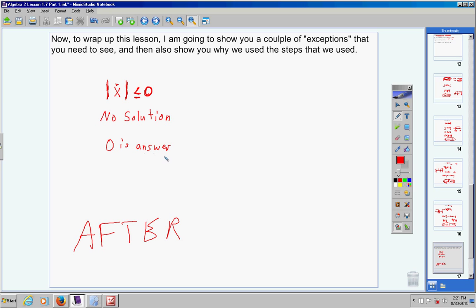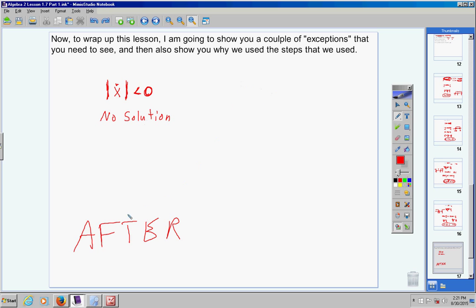So if it's less than or equal to, then you would say 0 is the answer. Okay? Let me say that again. If the absolute value is less than or equal to 0, then 0 is your answer. But if it just says less than, like this, then it's no solution. Okay? No solution.